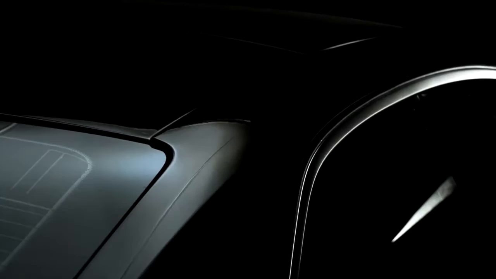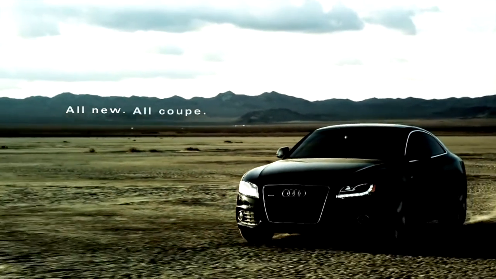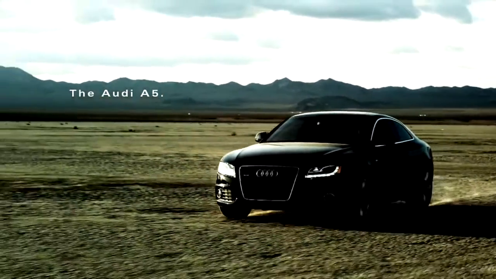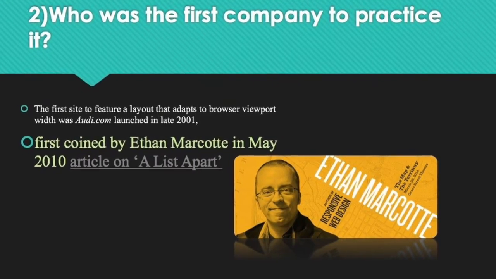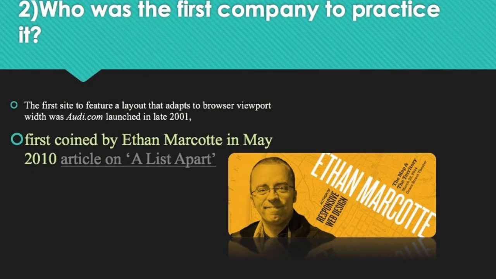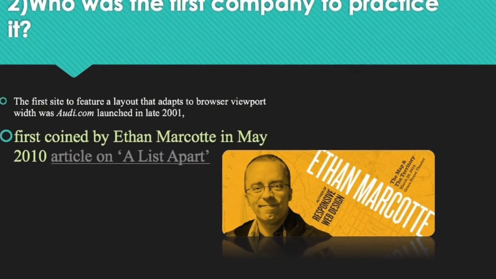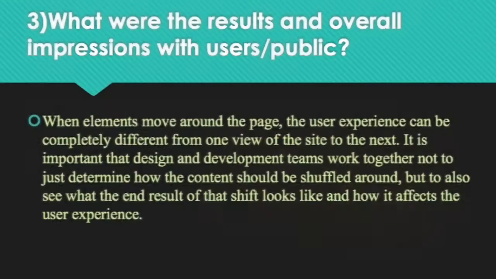Who was the first company to practice it? The first site to feature a layout that adapts to browser viewport width was audio.com, launched in late 2001. The term responsive web design was first coined by Ethan Marcotte in a May 2010 article on A List Apart. He explains that responsive web design is not one concept, but actually an accumulation of multiple techniques to adjust desktop websites for an optimized mobile experience.